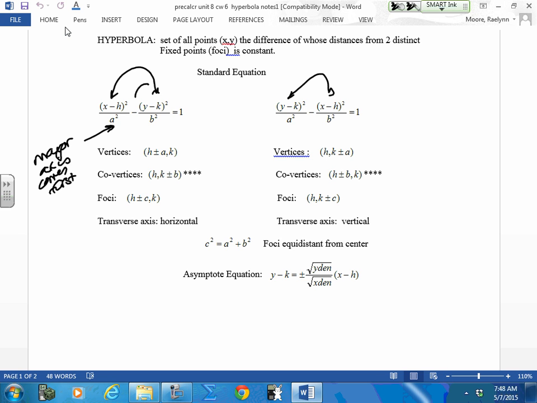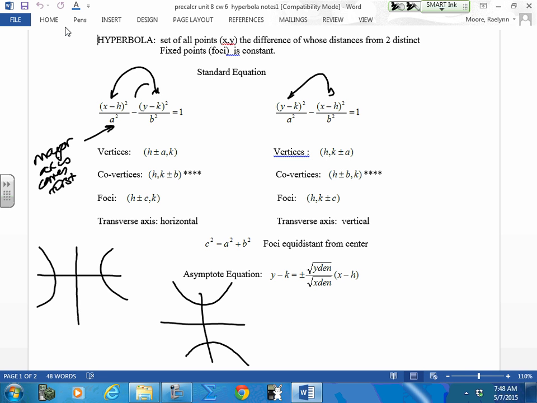Your hyperbola, by the way, looks like this. It looks like 2 little parabolas. Or it could go the other way. If it's an x squared, it's going to go one way, if it's a y squared, it's going to go the other way. Now, here's the problem.